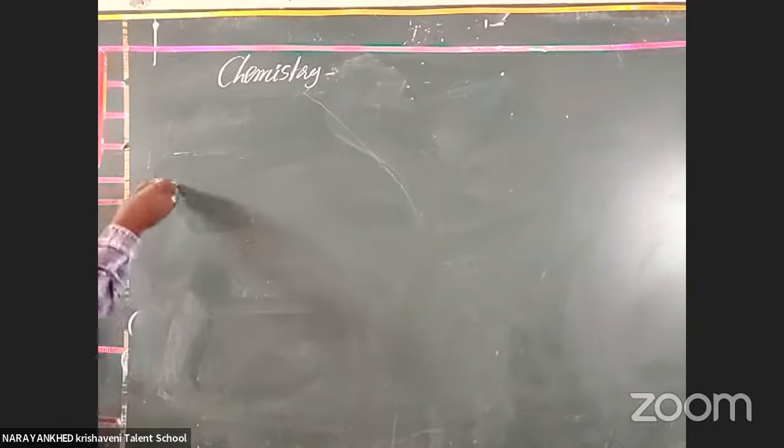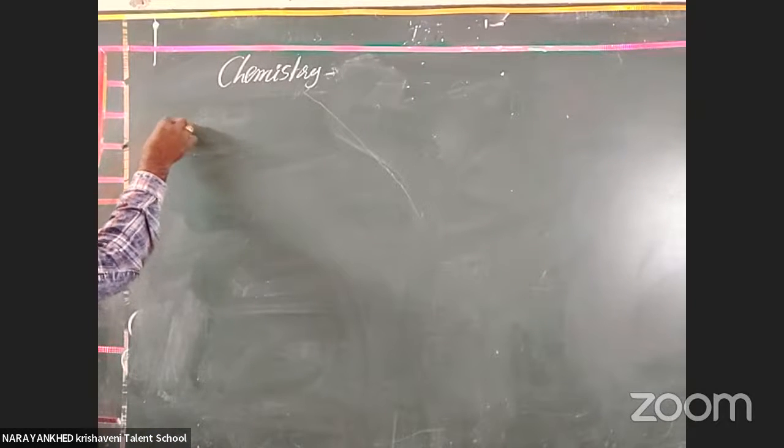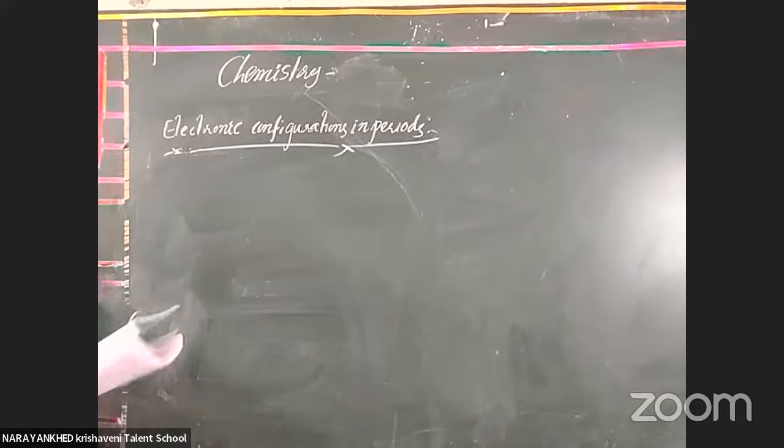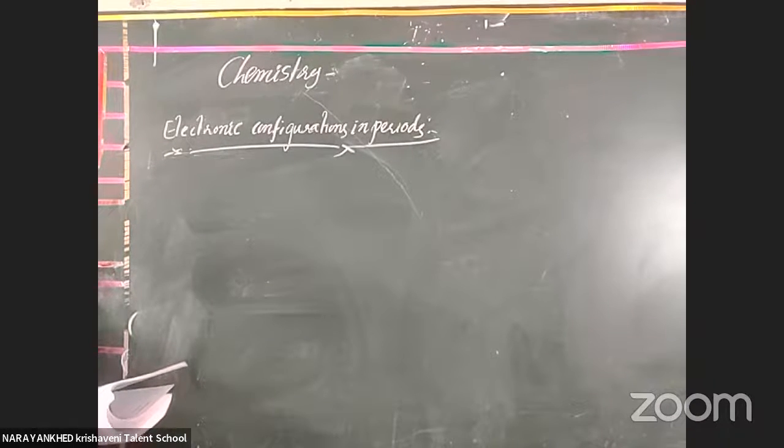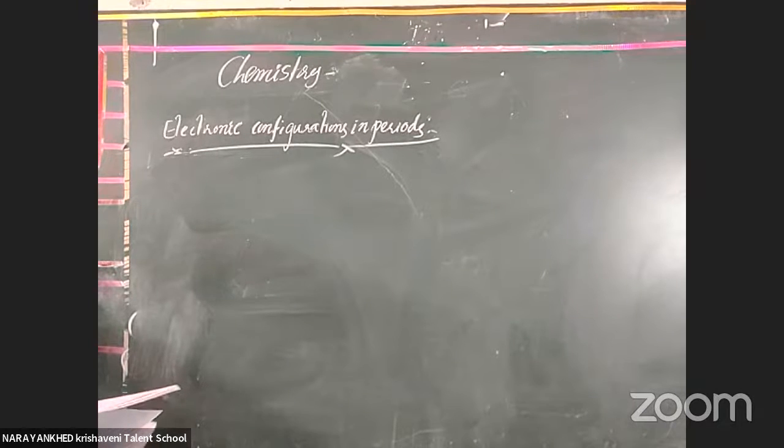Now, electronic configurations in a period. The period indicates the value of n for the outermost or valence shell. In other words, successive periods in a periodic table are associated with the filling of the next higher energy level.